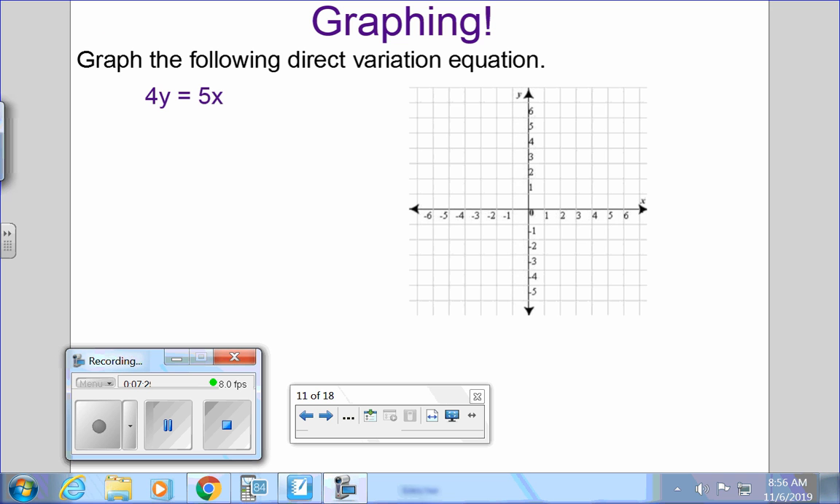Okay. So we're going to do some graphing. I'm sorry I didn't pass out any graph paper. We're doing very minimal graphing. So you should be able to graph on your notebook paper today.